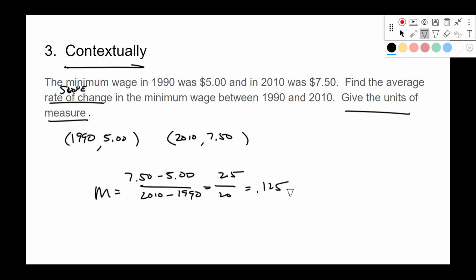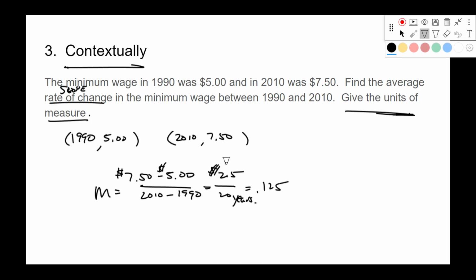Okay. Now, 0.125, what? Well, what are the units of measure? Well, look at what you have. Look at what we calculated. In the numerator, it's $7.50 minus $5. So that's $2.50. In the numerator, it's money. In the denominator, 2010 and 1990 are years. Okay? So years is in the denominator. So what does it mean?